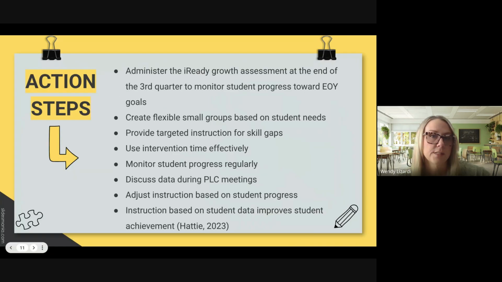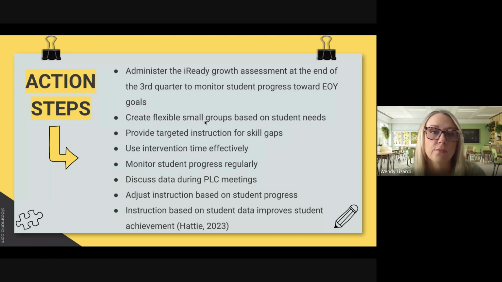So our action steps. A lot of you helped brainstorm this, and this is what we've come up with. We're going to administer the iReady growth assessment at the end of third quarter. This is something that's new for us. We haven't done a progress monitoring yet, and I think it's very important for us to use that. It will give us data just like a diagnostic would, to be able to move forward.